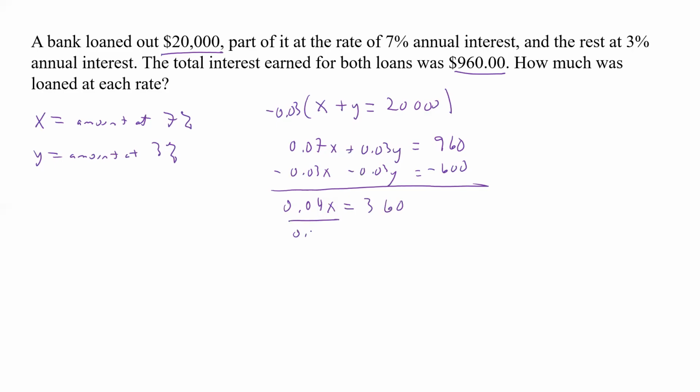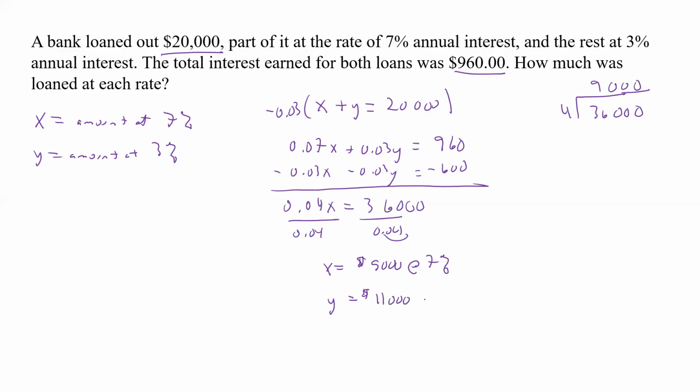So we divide by 0.04. And so that moves it 2 decimals this way. So we add 2 decimals here. So 4 goes into 36,000. So that's going to be a 9 and then 000. So it looks like $9,000 is going to be at 7%. And so y is going to be what? Well, if there's a total of 20 and we subtract 9, that means there's going to be 11,000 at 3%.